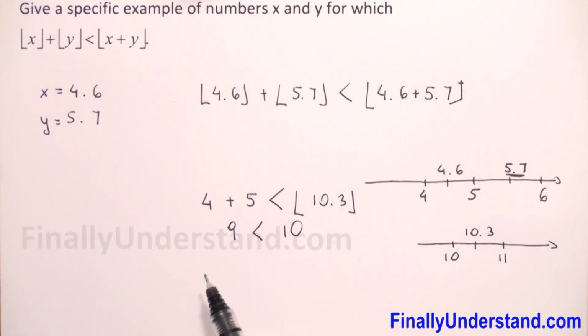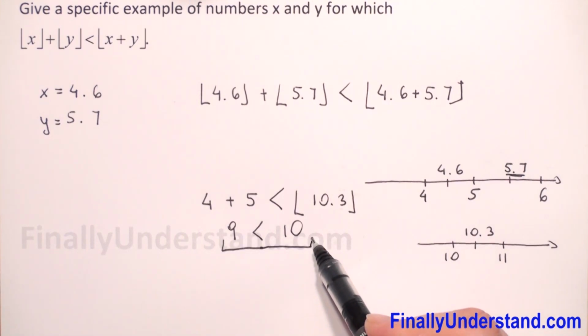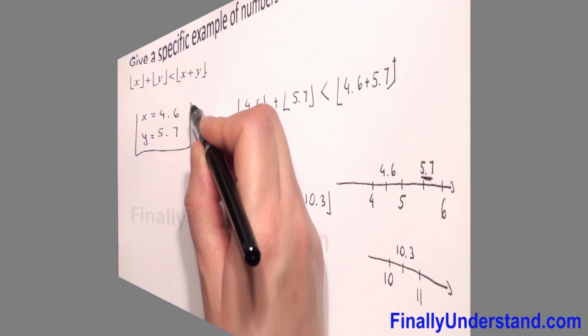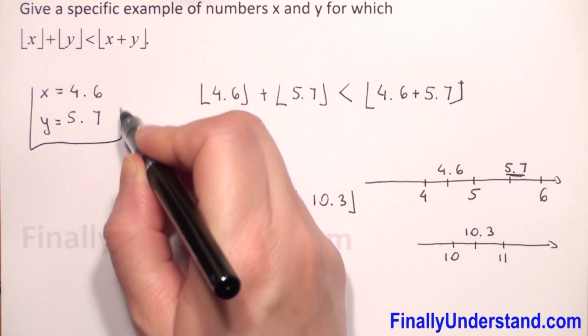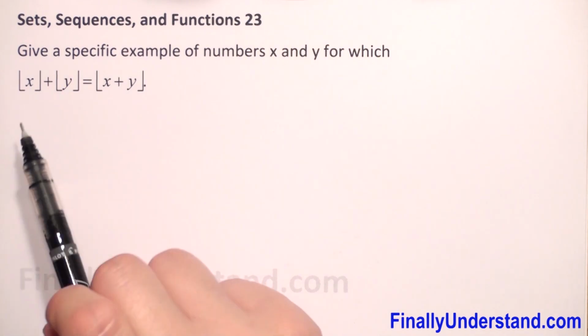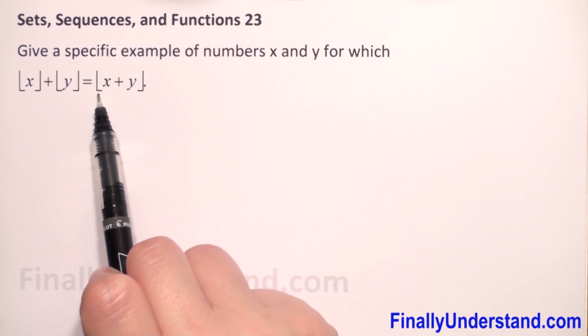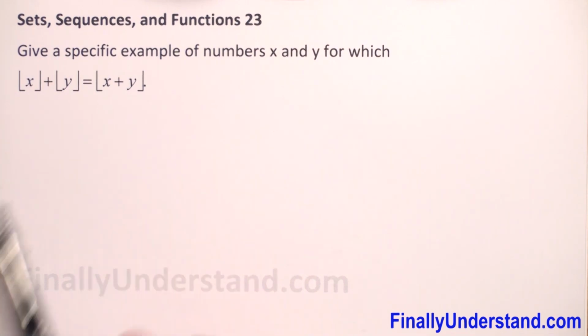And we see that 9 is less than 10. Our inequality is true. So our example of x and y is correct. This is my solution. In this example, we have to find numbers x and y for which floor of x plus floor of y is equal to floor of x plus y.